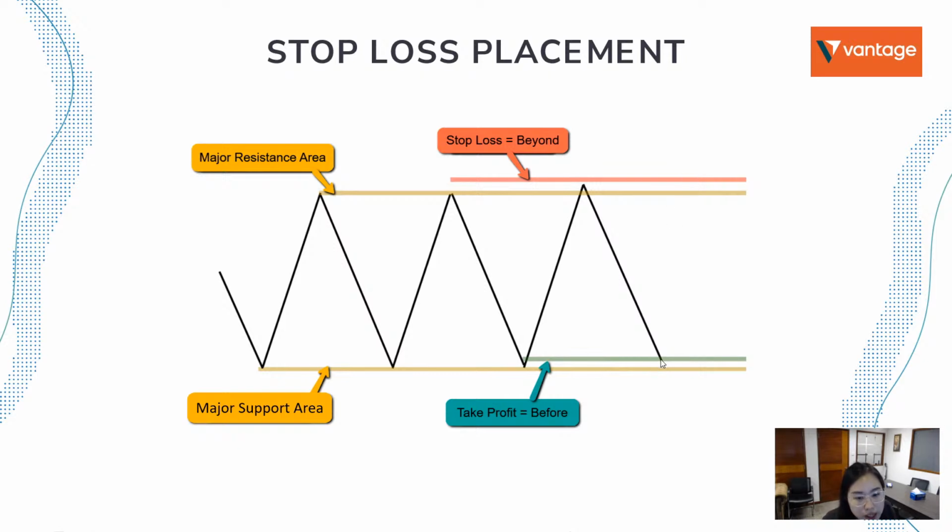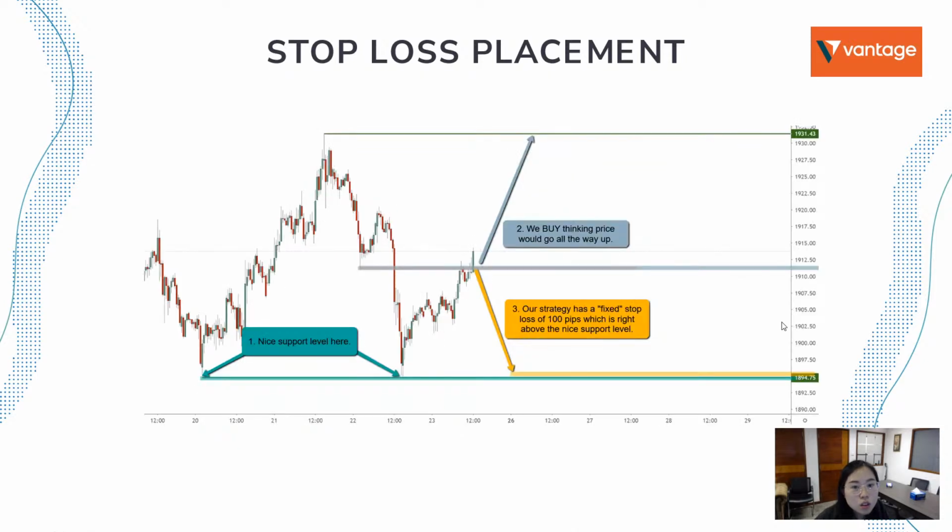And when price is on its way to the key level, what you want to do is take your profit. You don't want to put your take profit at the key level itself, just in case price merely touches it and then misses your take profit. Because there are times where, with spreads and whatnot, price may not touch your take profit and may just turn back from there. Okay, so that's how we do our stop loss placement.